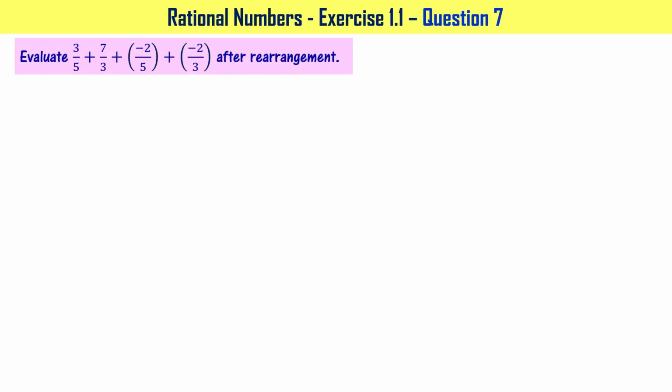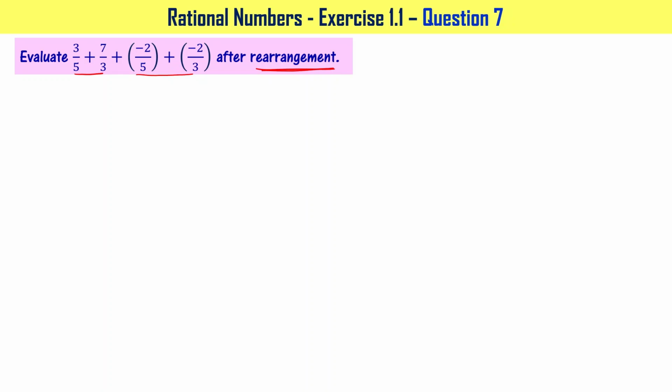Evaluate 3/5 + 7/3 + (-2/5) + (-2/3) after rearrangement. You know, we can add all these numbers, right? For example, we learned to add two rational numbers. So we can add these two rational numbers first, and then these two. Whatever we get, we can add them further to get the answer, right? But that's not what this question is asking. It is asking us to evaluate the value of this expression after rearrangement.